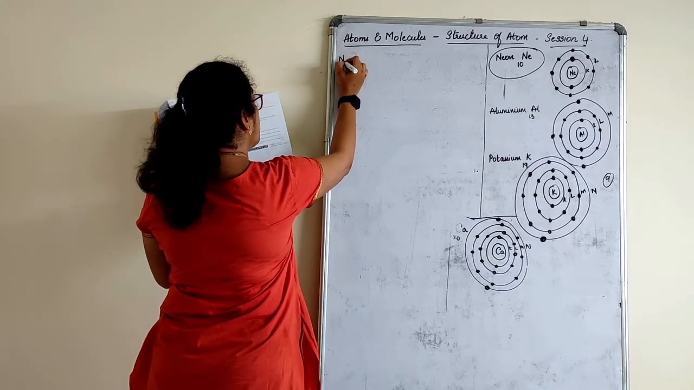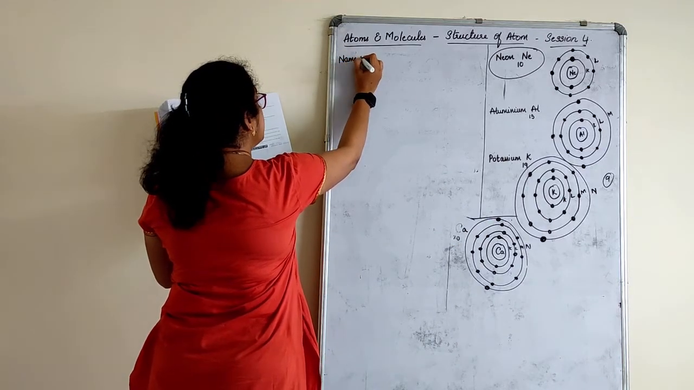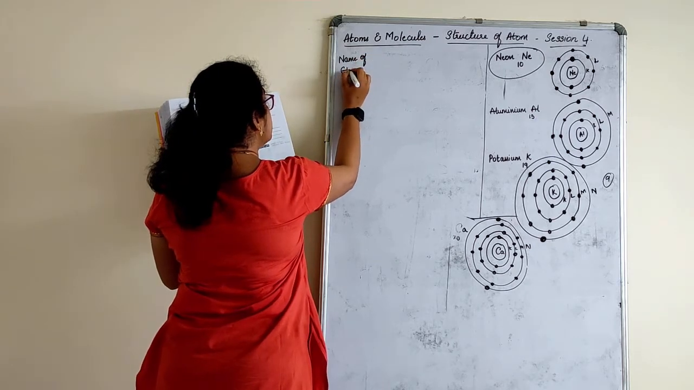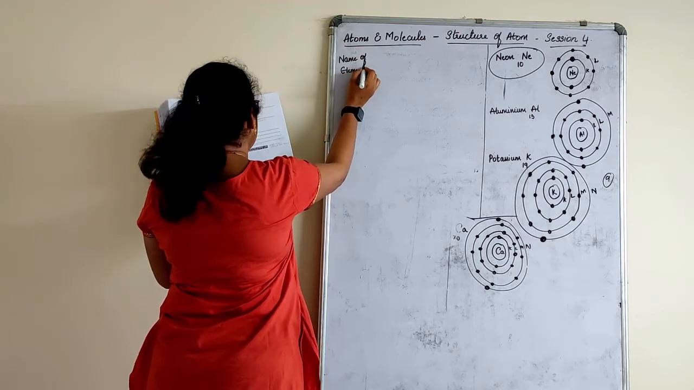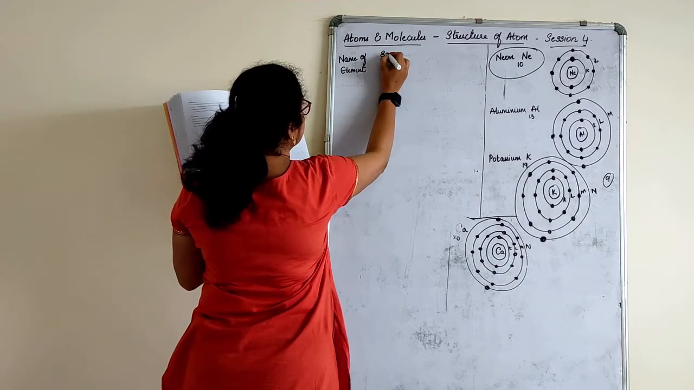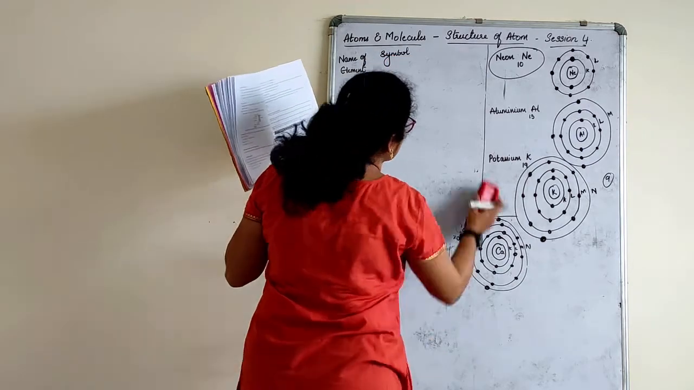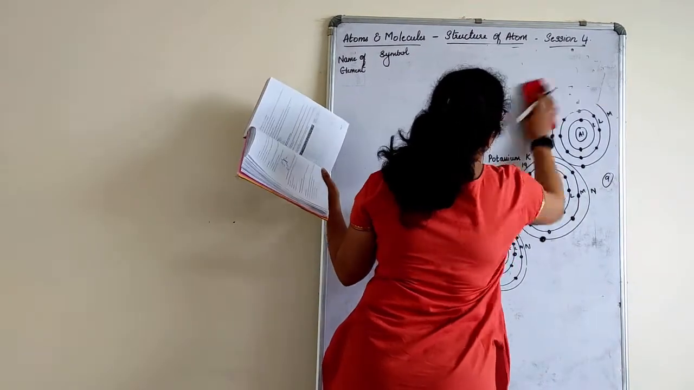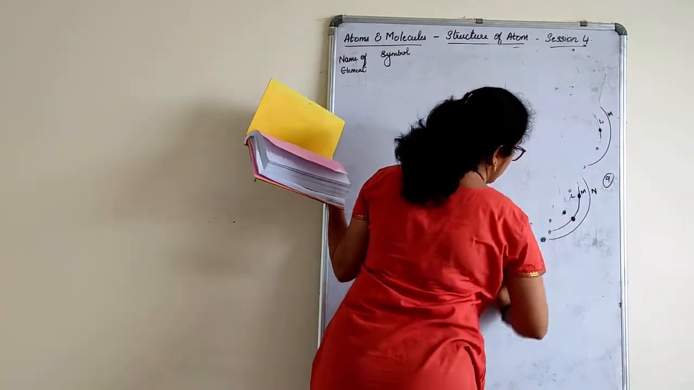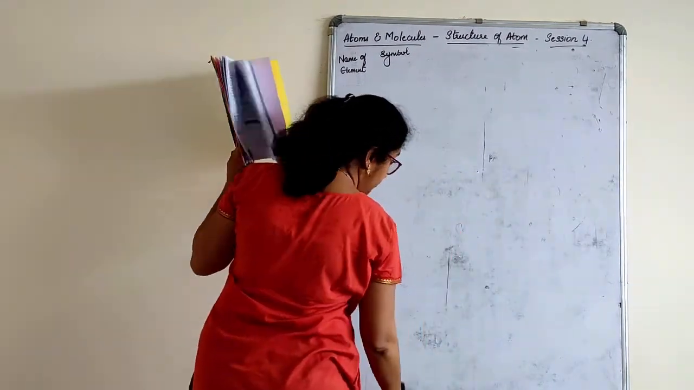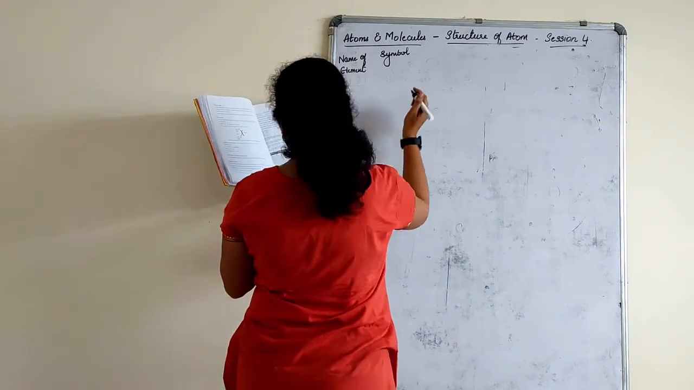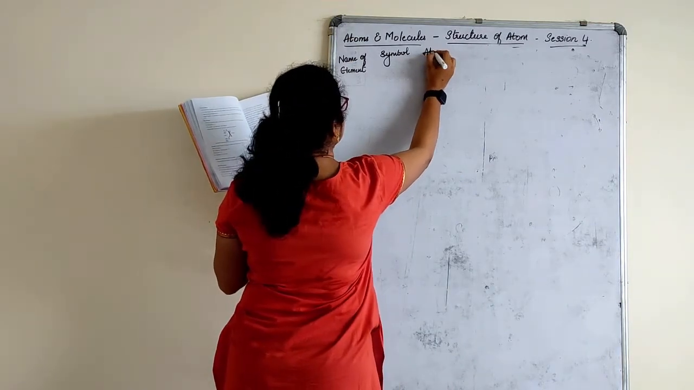The first column says name of element, as it is. Okay, I'm just writing it once again. Symbol. As it is, you will fill that. After symbol, you have atomic number.